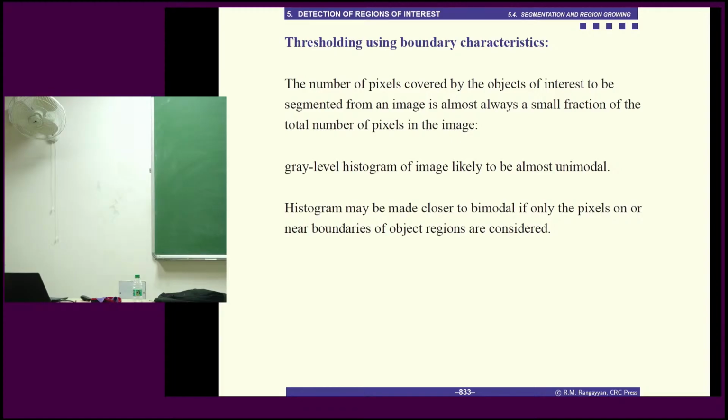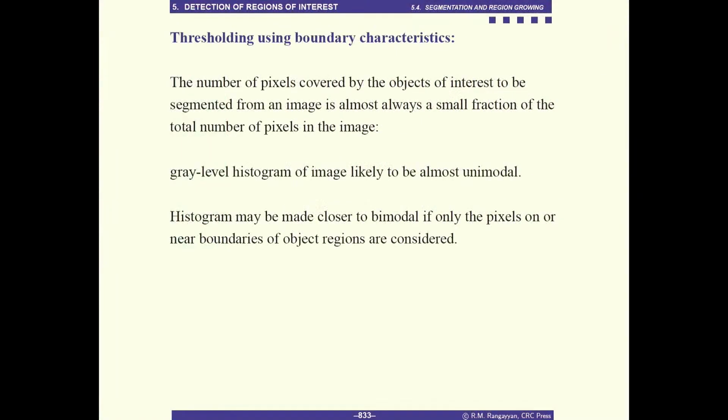will not look like that. It'll look like maybe something like this, and then like that. This is the object of interest. So when you have a small number of counts for the object and a huge number of counts for the background, finding this optimal threshold becomes a problem. Where do you cut? So then the boundary characteristics are important in the sense that around each object region there is a boundary.